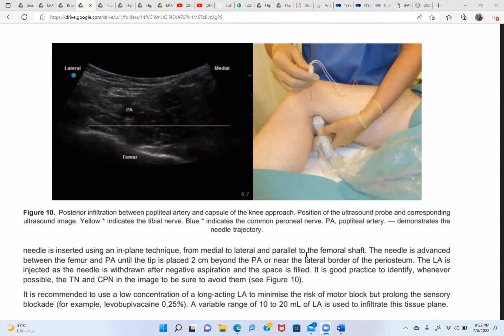Sir, straight means linear probe. Yes, straight. I'm sorry, linear probe. I used the wrong word. Linear probe. Okay. Okay, sir. Thank you, sir.